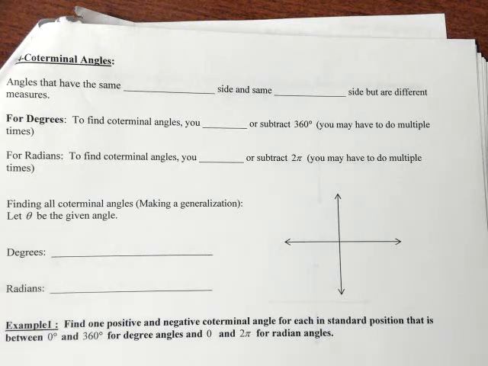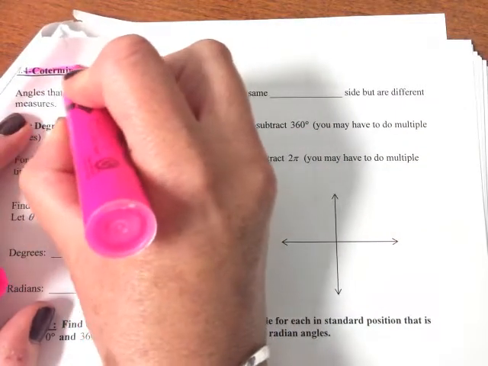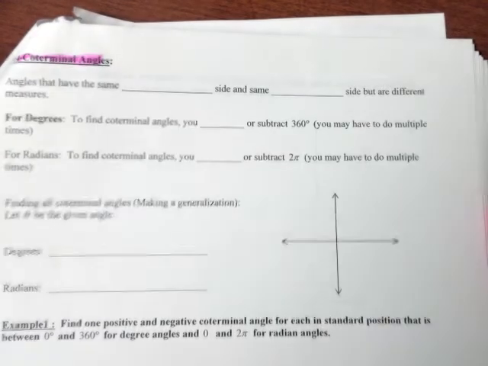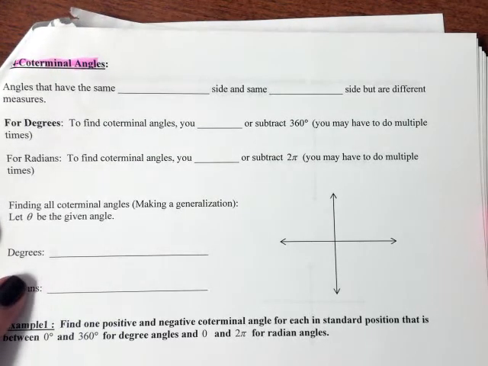So what we're going to talk about today is coterminal angles in section 1.4. Some of you may have already started asking yourself this question: well, this angle can actually be described by a couple of different angle measurements, and that's exactly what a coterminal angle is.